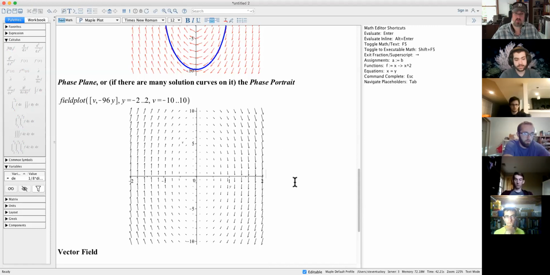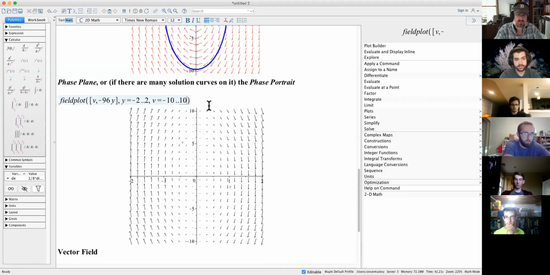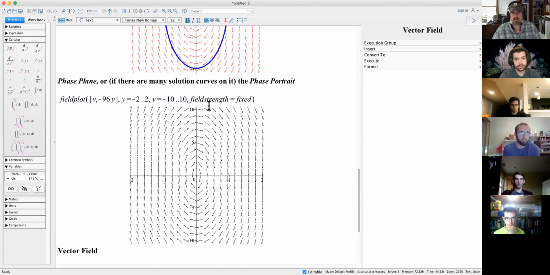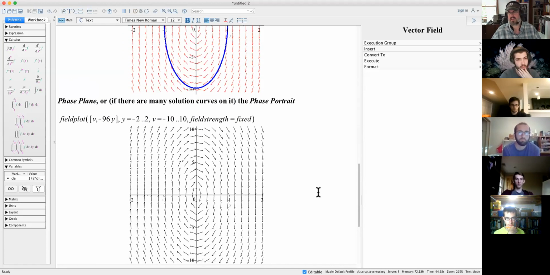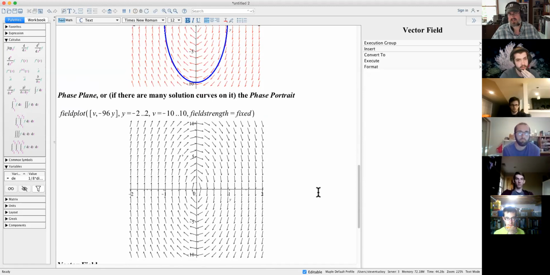And by the way, you can create a DE plot. I think I showed you this last time, or it's on the video. You can make a DE plot, phase plane with a field plot, just by saying field strength equals fixed, I think. And so notice, that's the exact same plot as this one with a whole lot less code. So if you ever needed to make a phase plane, you could just use field plot to do it if you wanted to. You don't have to, but you could.